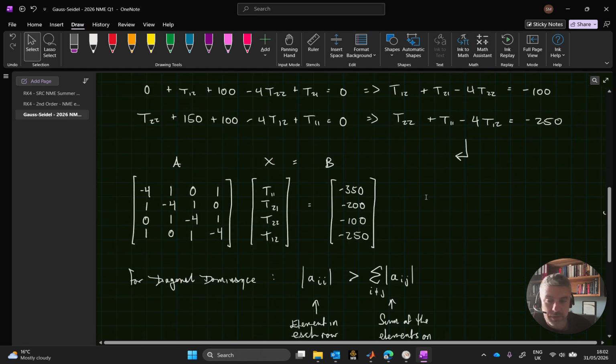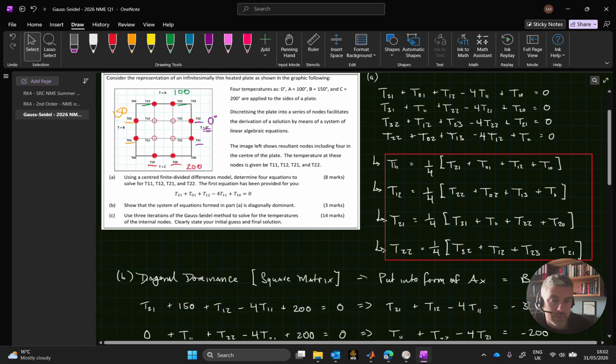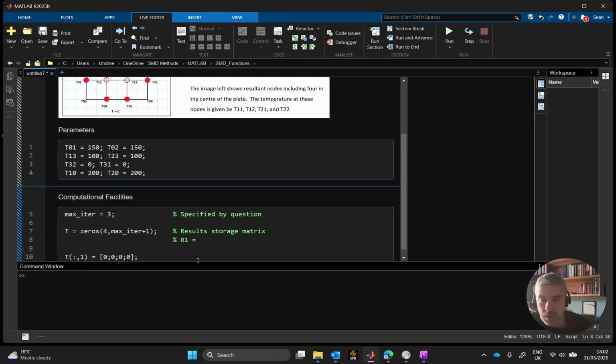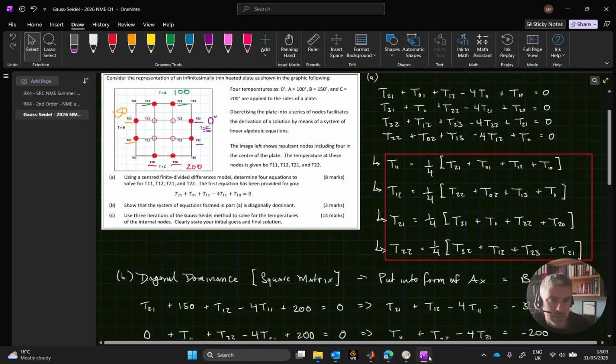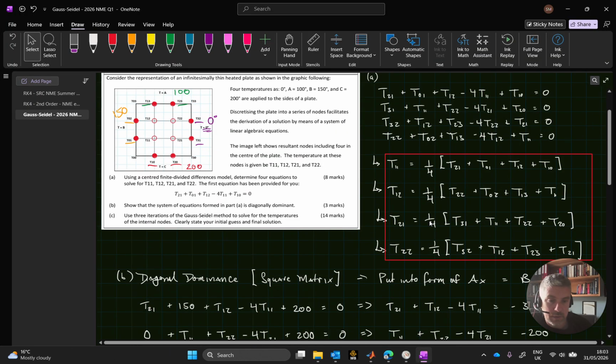So what do we have coming up here first? Yeah, I'm going to go with these ones, T11, T12. So R1 is equal to T11. R2 will be equal to T12, and then T21. R3 is equal to T21. And then R4 is equal to T22.